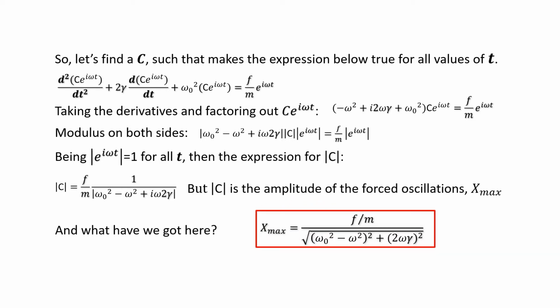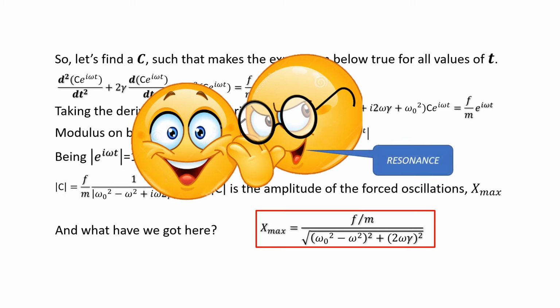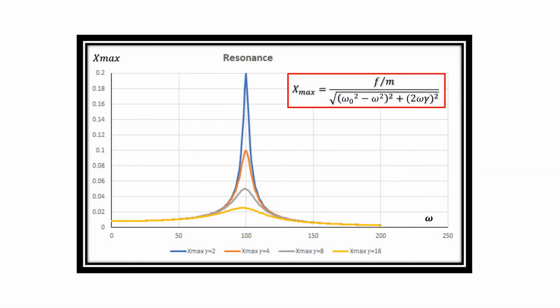And what have we got here? Resonance. The main feature of this expression is that of having a maximum, which is the resonance. At omega equal the natural frequency, the expression reduces to this one. However, the real maximum happens at a slightly lower frequency, but in practice, the resonance can be considered to occur at the natural frequency.